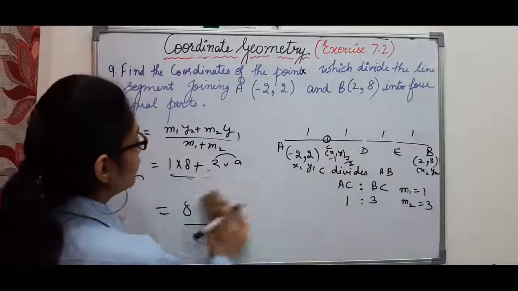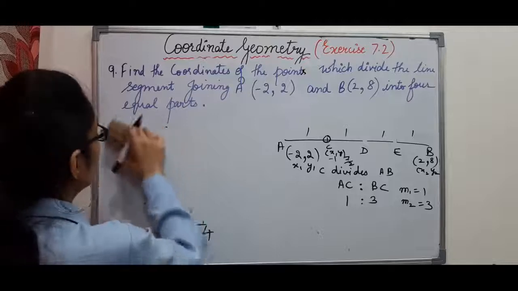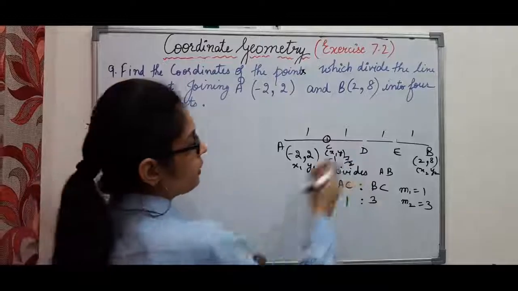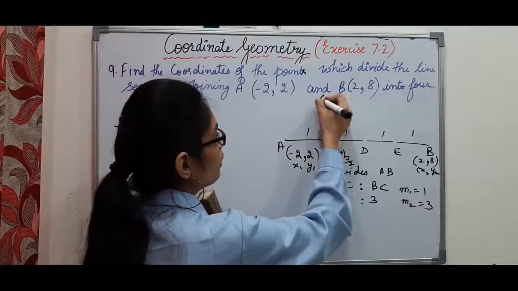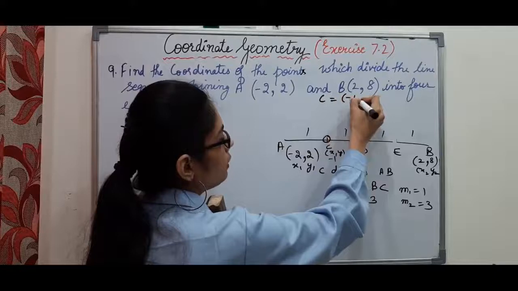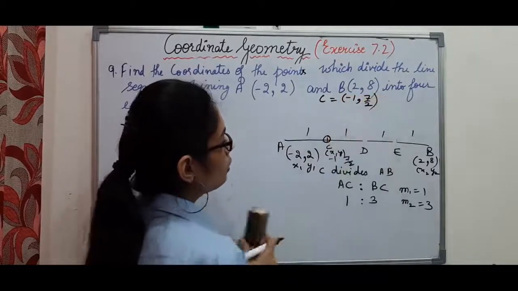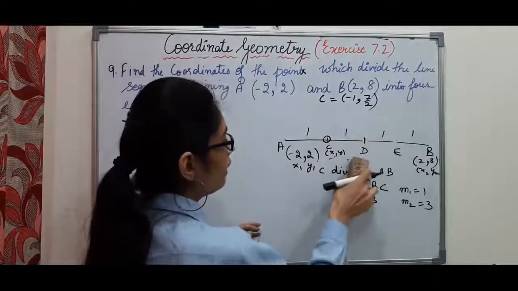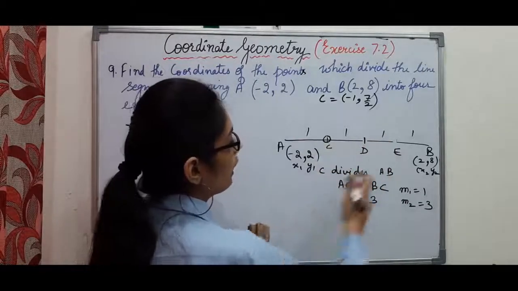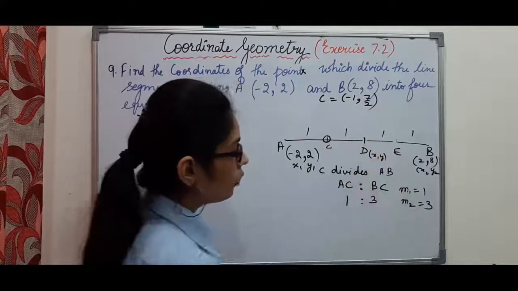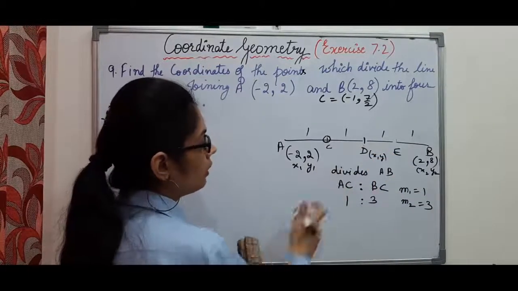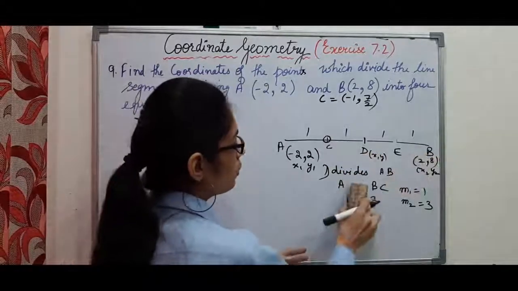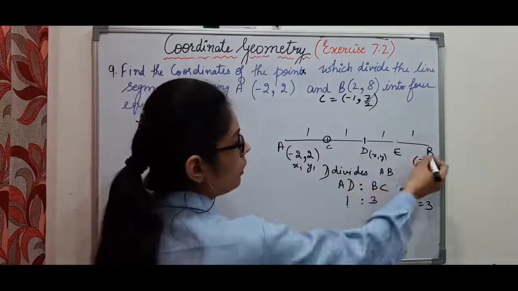So now let's find the coordinates of point D. First of all, we'll find the ratio, then we'll find the coordinates. So for this point C, I will write the coordinates here. C is minus 1 and 7 by 2. Now C we will ignore, and we have to find the coordinates of point D. So let's name it as x, y now. First of all, we have to find the ratio in which point D is dividing line AB. So it will be AD is to BD.